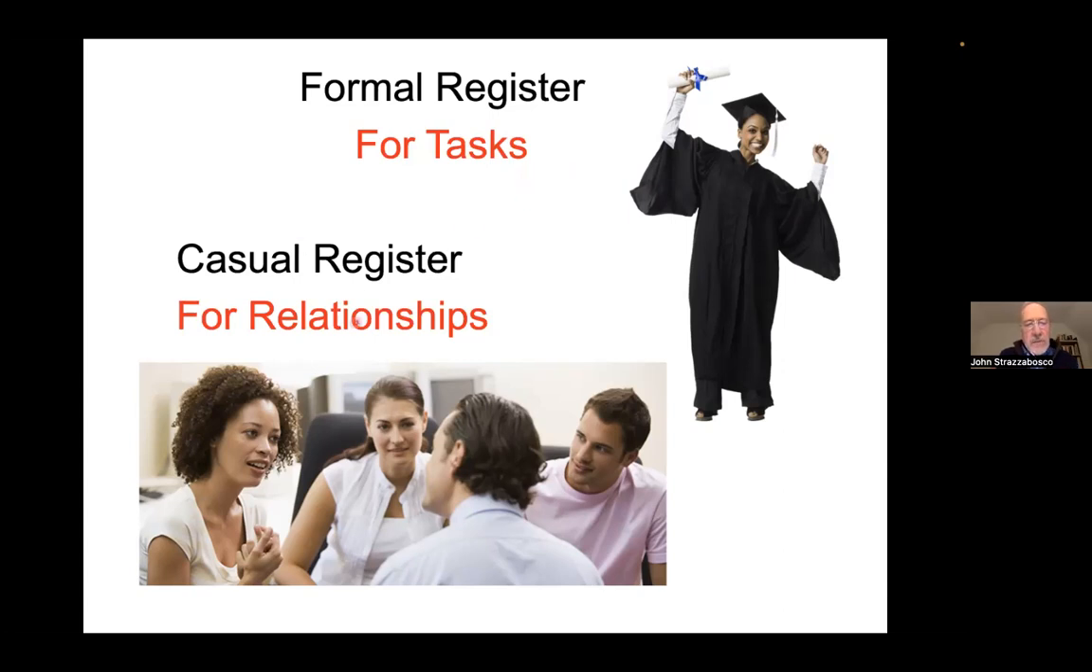But in casual register, relationships tend to be important for people, especially for people in poverty, because in poverty, your friends help you stay alive. This is where your extra food may be coming from. This is where a ride to work may be when your car breaks down. So relationships like this are why casual register is so important and so widely used in poverty.